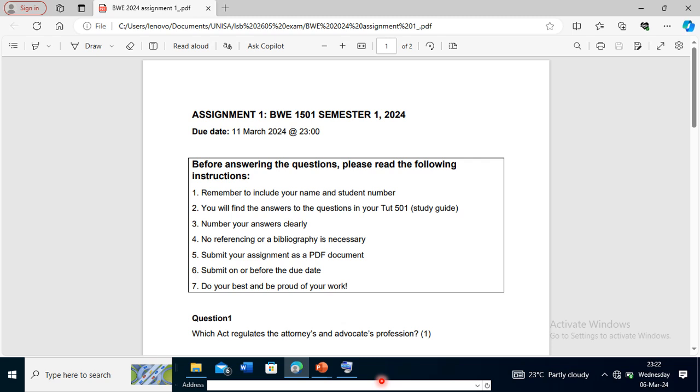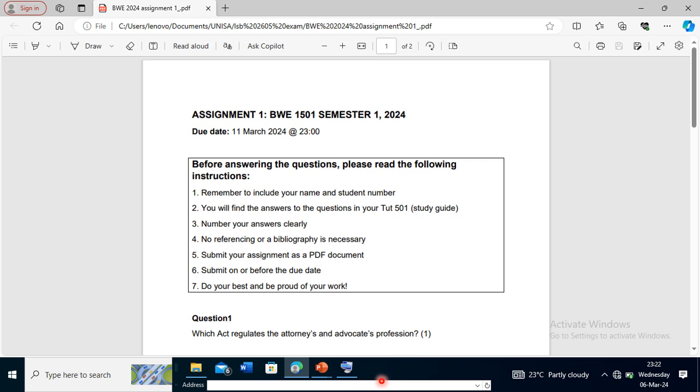And then number 6, submit on or before the due date. So guys, to be on the safe side, please submit a day before, because on the day of submission there's going to be higher traffic. Many students will be trying to log in to the system, and then the system will start to collapse. So please make sure that you start this very early.